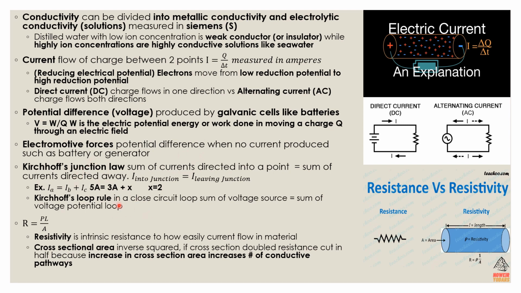Kirchhoff's loop rule is that in a closed circuit loop, the sum of the voltage sources is equal to the sum of the voltage drops in the loop. So V source equals V loop.